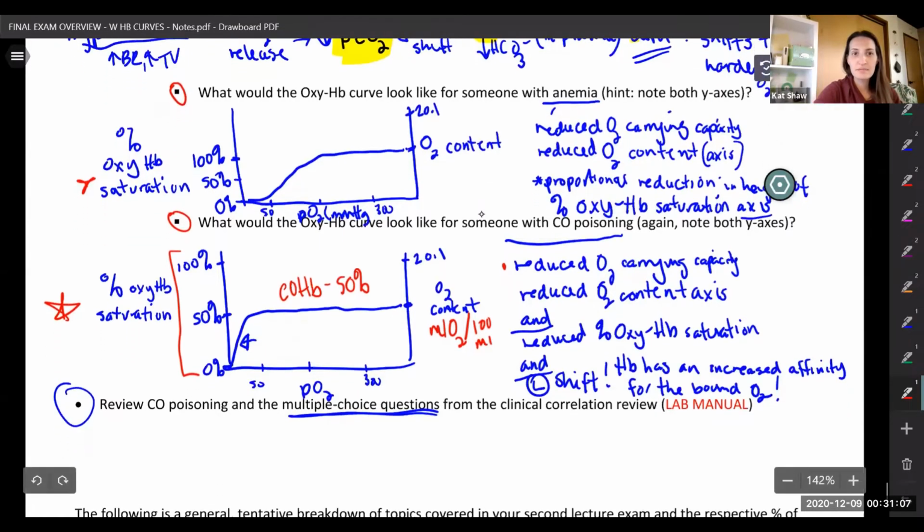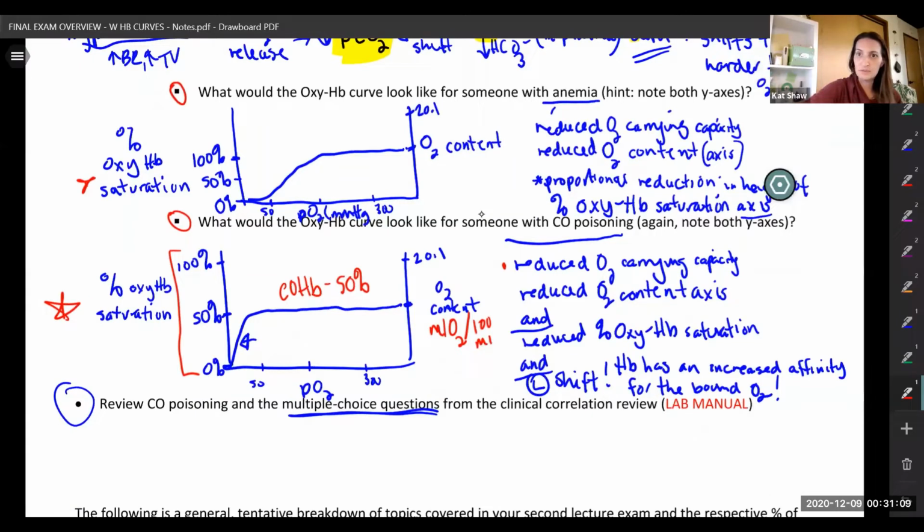And so in that case, we don't change that axis for the individual with CO poisoning. So those are just some basic differences I want you to be able to note regarding the oxyhemoglobin dissociation curves if I give you different scenarios, different patients, for example, on the exam. And then you would understand why you have a proportionally smaller axis here for oxyhemoglobin saturation for an individual with anemia, but not for one that has carbon monoxide poisoning, right?